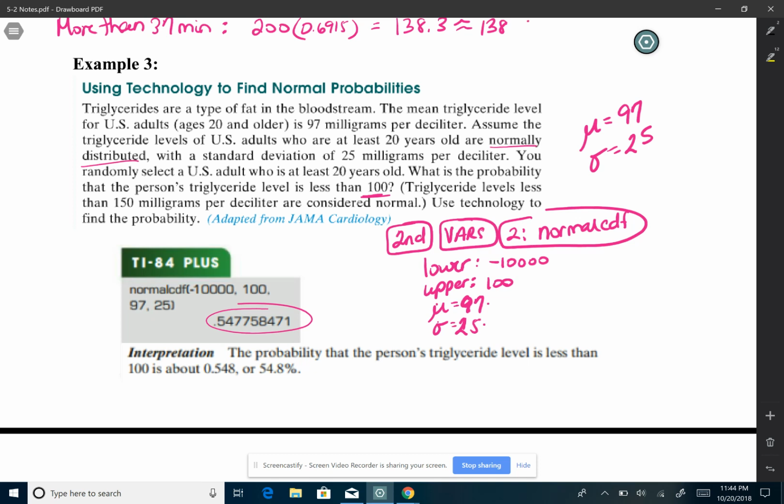So with the calculator, unless it tells you to transfer it to a z-score, you can actually use the normal CDF without changing them to z-scores like we did on the previous examples. If you're using the table, for the 100, you would have to use the 97 and the 25, and the 100, and change those numbers to your z-scores before you could use the table.